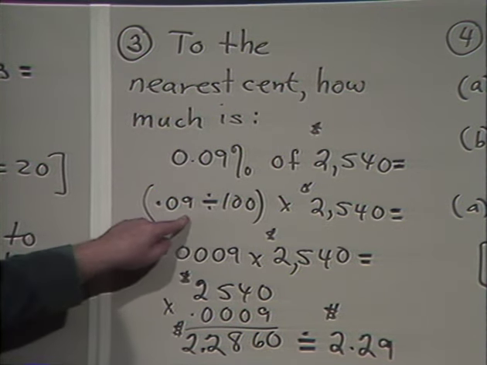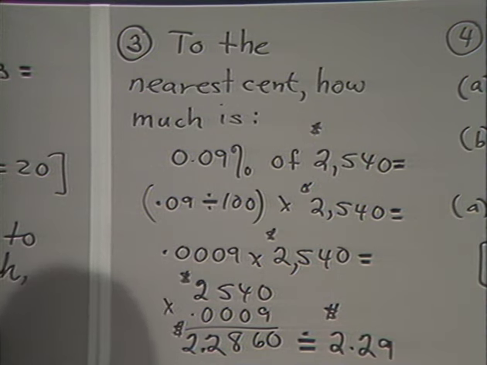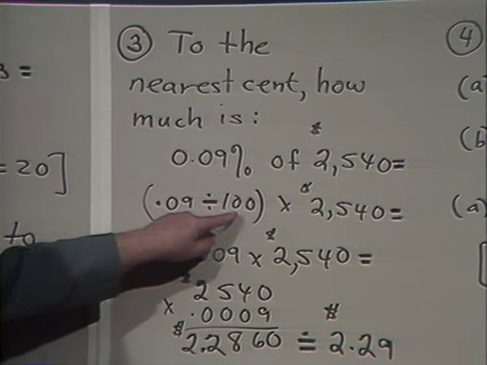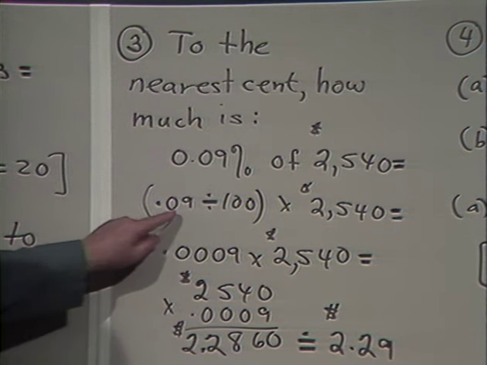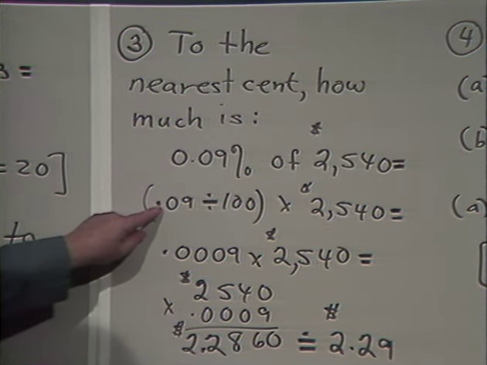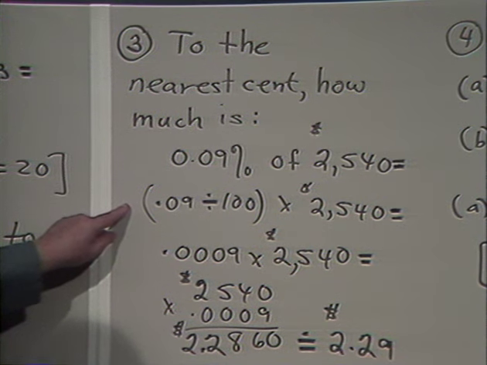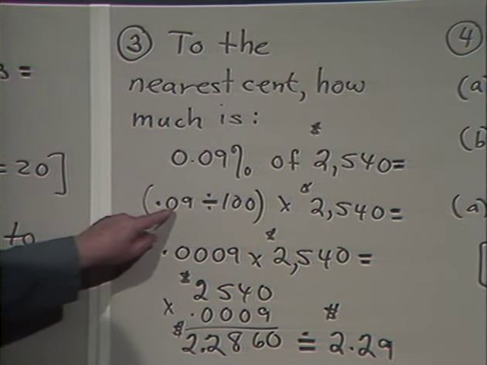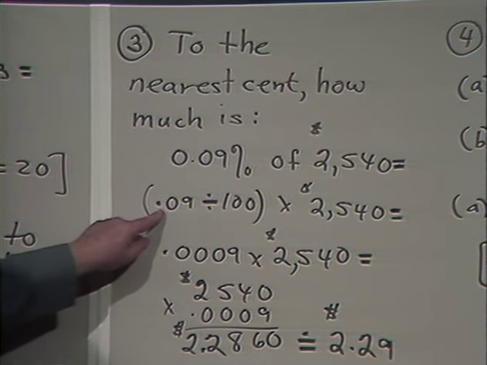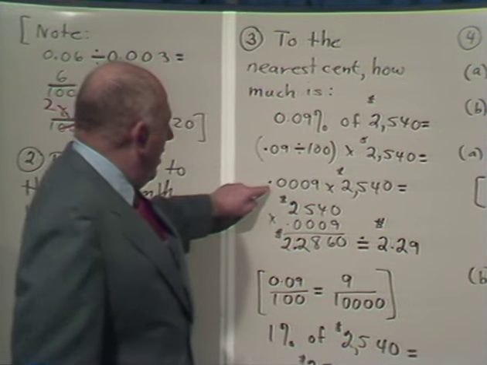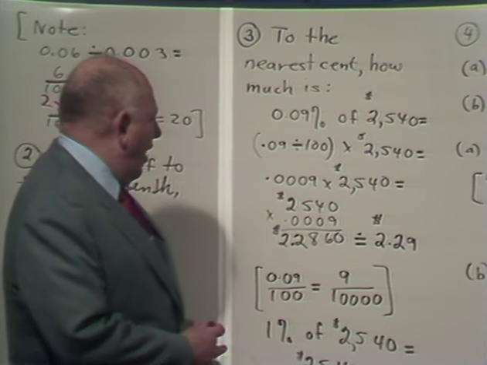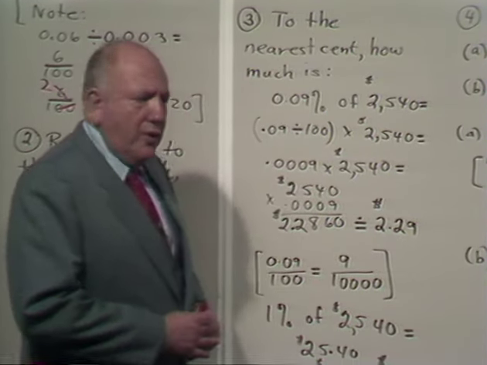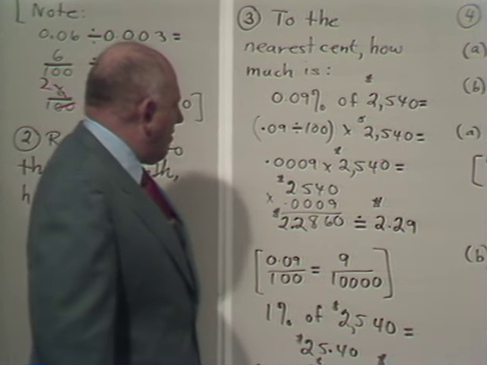So we have 0.09 divided by 100. Of means times 2,540. The only difference is that in this module, we learned that to divide by 100, you move the decimal point 2 places to the left. Since the decimal point is already over here, to move it 2 places to the left, I need 2 more placeholders. So instead of having 0.09, I need 2 more zeros between the decimal point and the 0. That gives me 0.0009 times $2,540.